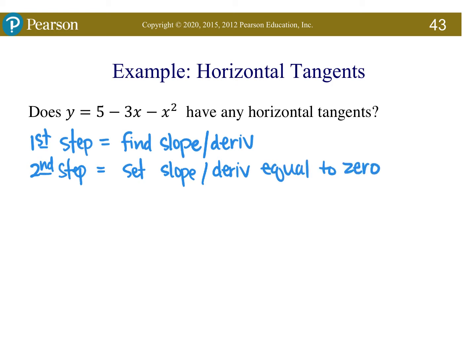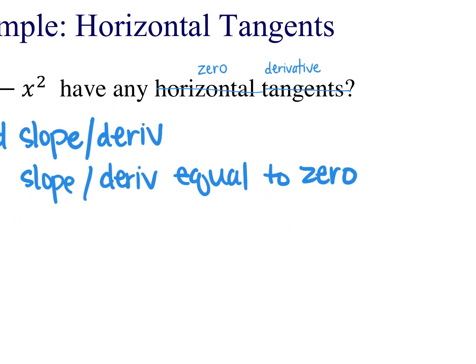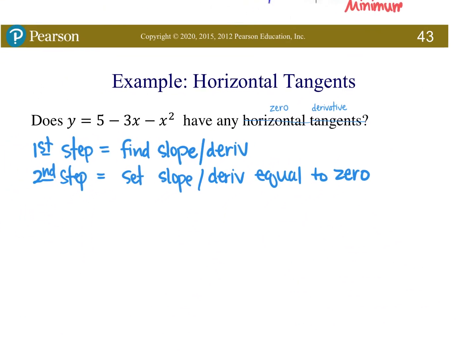It's almost like a translation game. If you could take the word horizontal tangent and replace each word with what it means, horizontal means 0, and tangent means derivative. And so you have the word 0 derivative. And so that's what we're doing. We're going to find the derivative and we're going to set it equal to 0. So that's our job here.